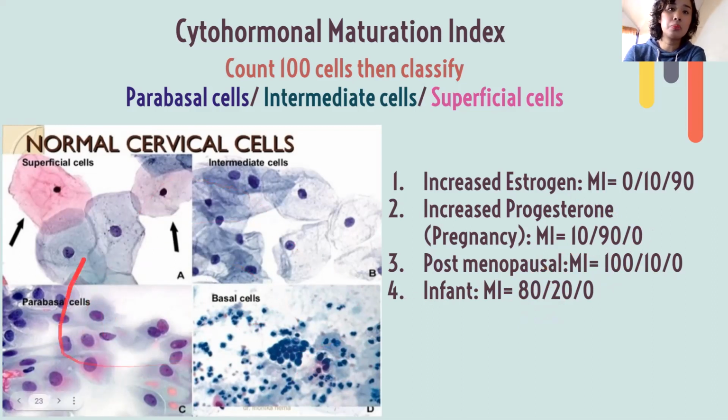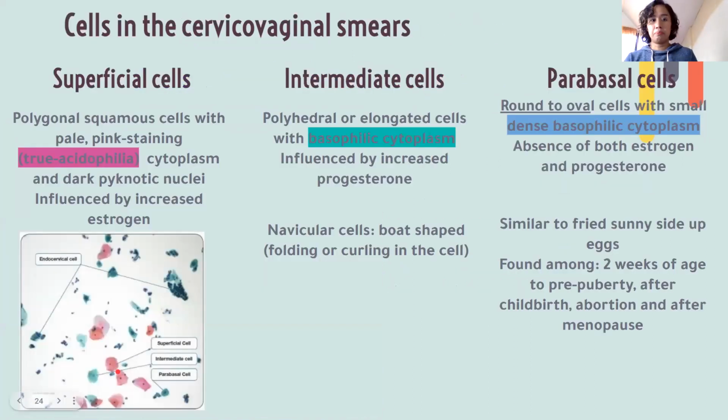So, normal cells tong mga to, ha? So, superficial cell, intermediate cell. It's very apparent through their staining. So, yung superficial cell, mukhang epithelial cells sila pareho. Magkaiba lang yung stain ng cytoplasm. Parabasal, it's polyhedral yung shape nitong dalawa. Itong parabasal, circular, para daw sa any side up. Yan. So, ito, superficial cells, polygonal, squamous cells, true acidophilia, itong mga red.